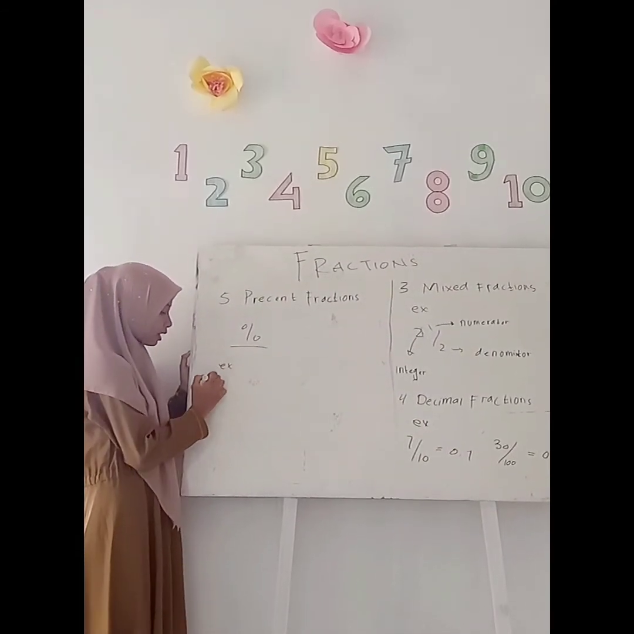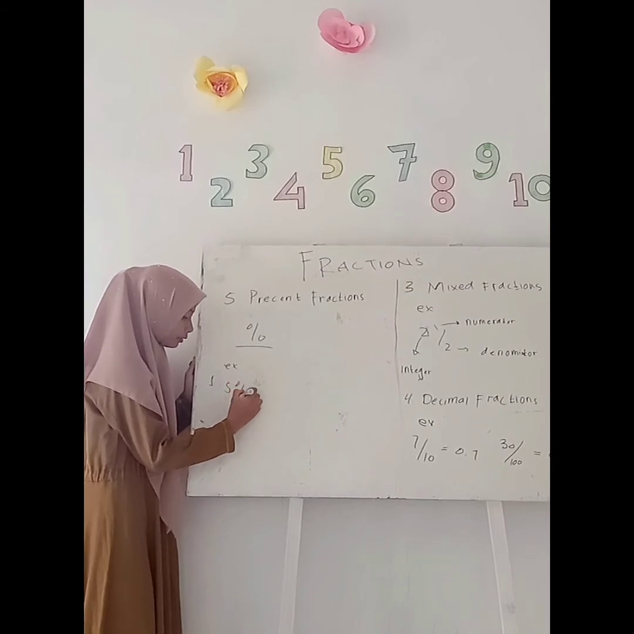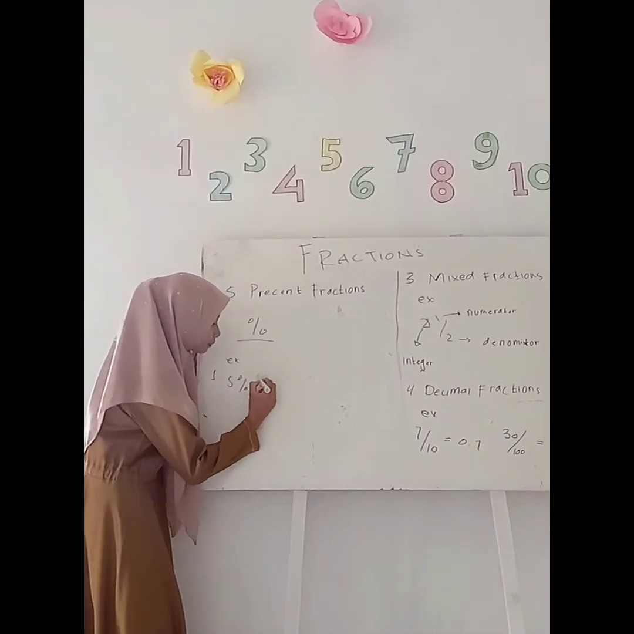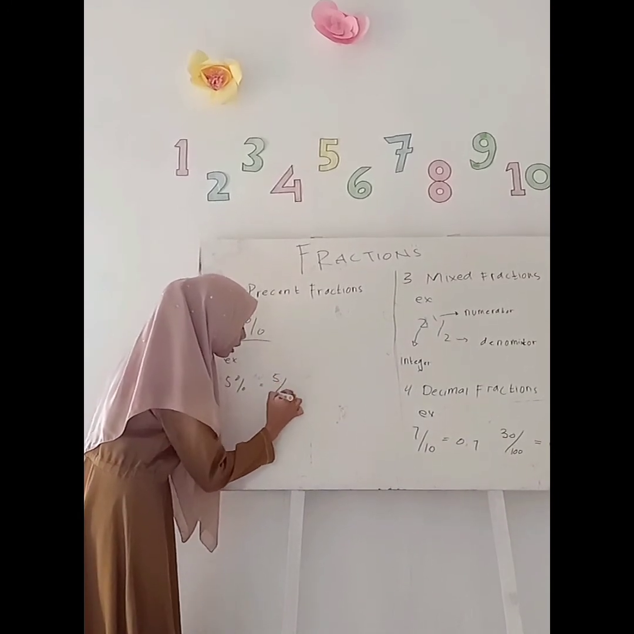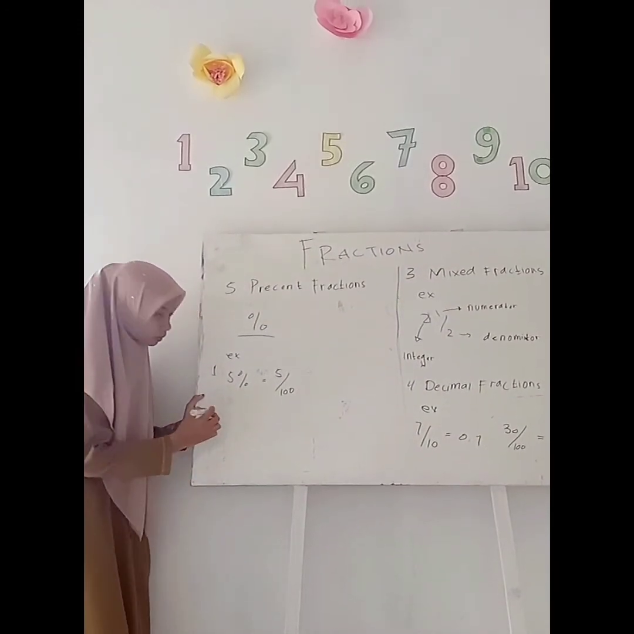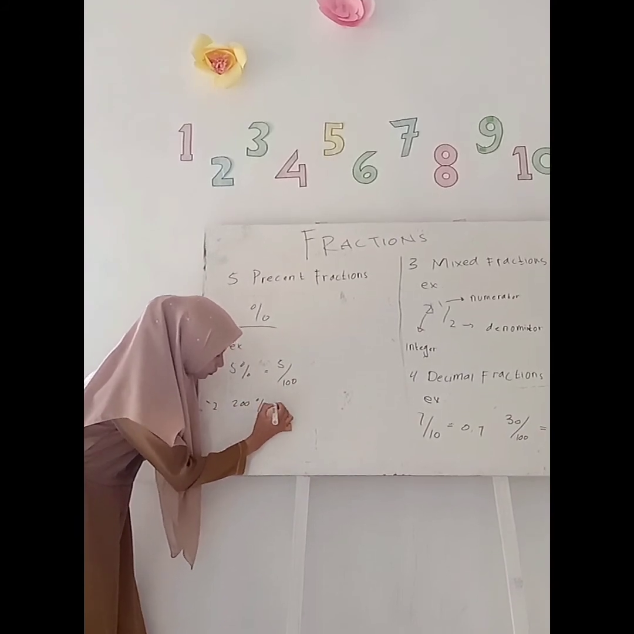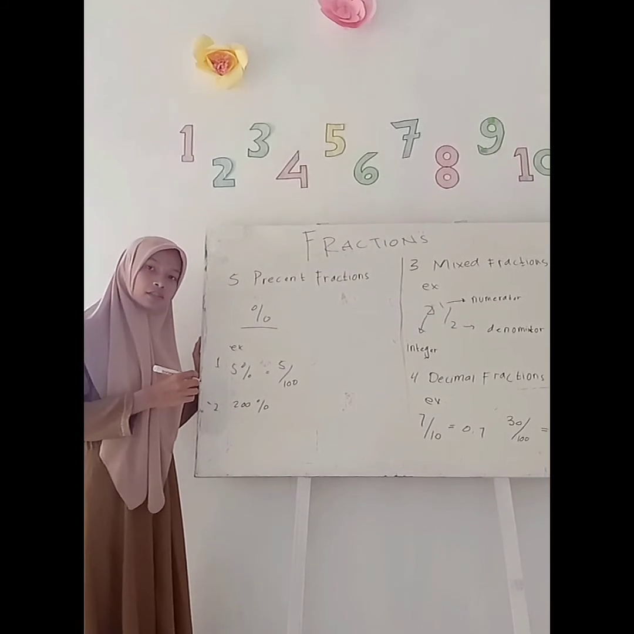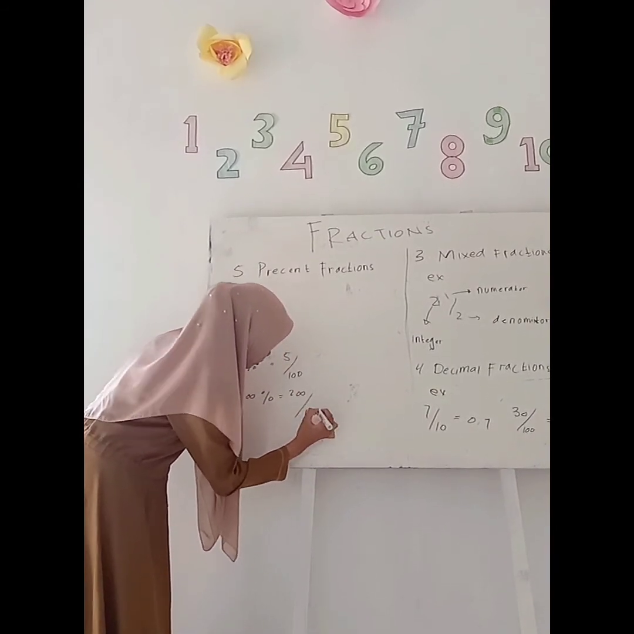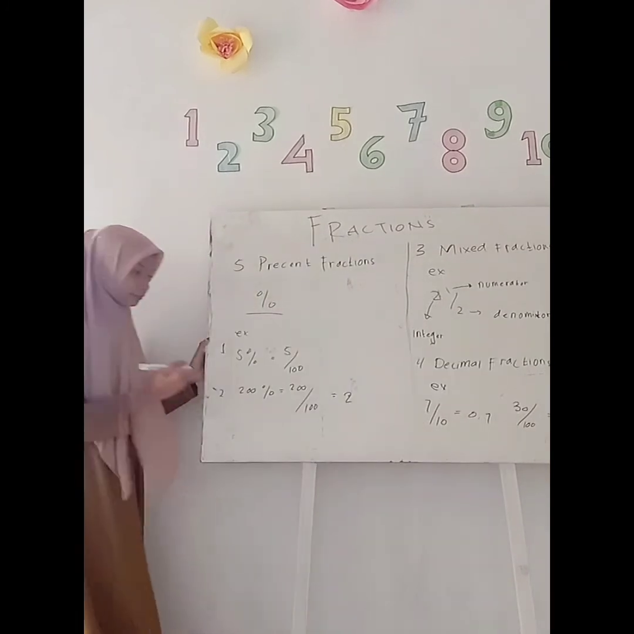Example, number 1. The form 5% is the same as 5/100. Number 2. 2000% means the same as 2000/100, equal to 20.